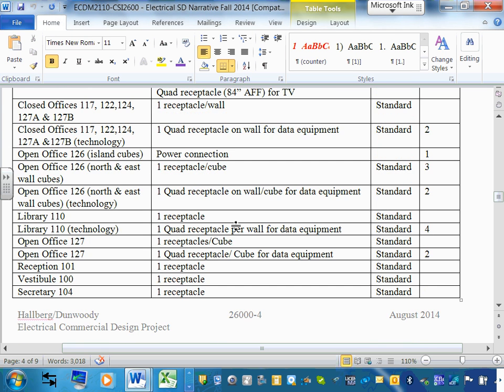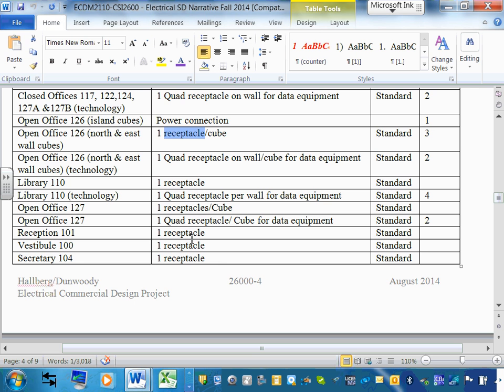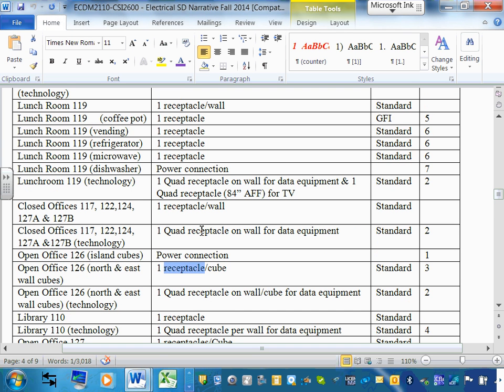So any comments, any questions? There are quad receptacles, and we have a quad here. So these are duplex. If you put 2 duplex together, guys, they become a quad. So when they say a quad receptacle, basically they mean 2 duplex receptacles. If they say 1 receptacle here, they mean 1 duplex receptacle.